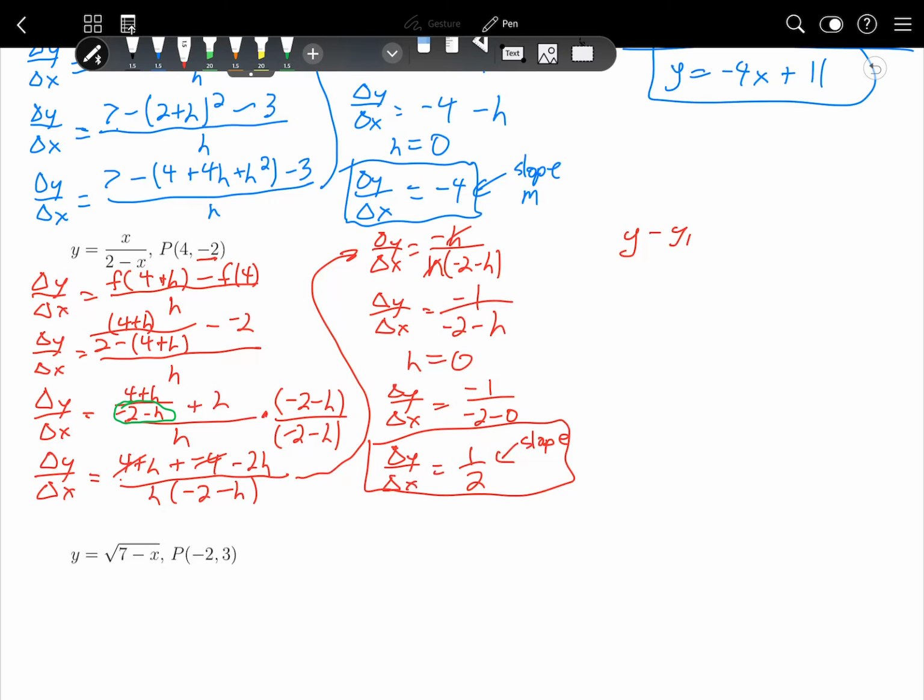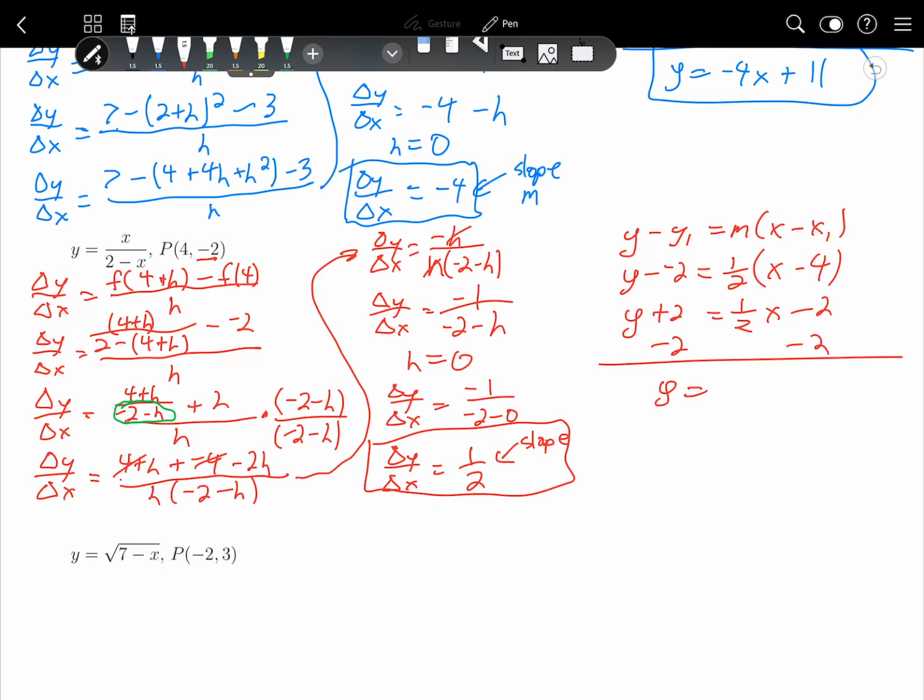So y minus y sub 1 equals m times x minus x sub 1. So in this case, our y-coordinate is negative 2, our slope is 1/2, and our x-coordinate is 4. So this is y plus 2 equals 1/2 times x minus 4. Subtract 2 from both sides, and you get y equals 1/2 x minus 4. And so there is the slope of the line tangent to the curve at that point.